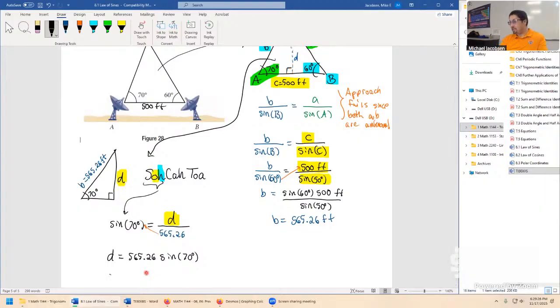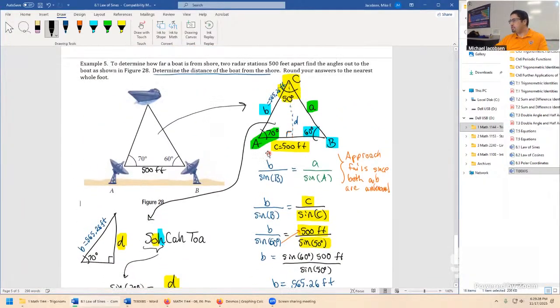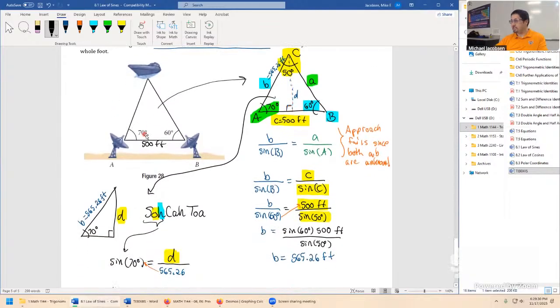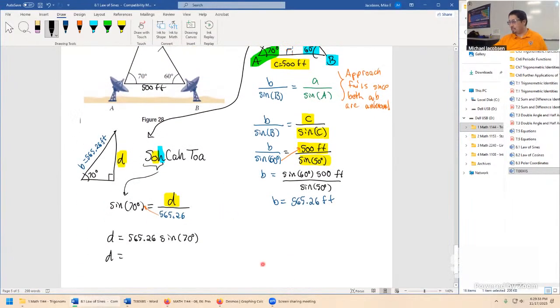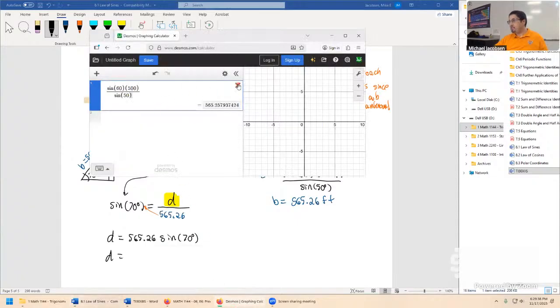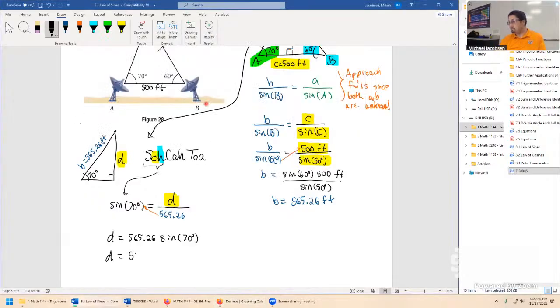So back into the calculator, we're going to round this one to, it says, the nearest whole foot. That seems kind of aggressive rounding, but let's go with it. In the calculator, this all boils down to 565.26 sine of 70. So it comes out at 531, rounding to the nearest whole foot, feet, equals the distance from the boat to the shore.